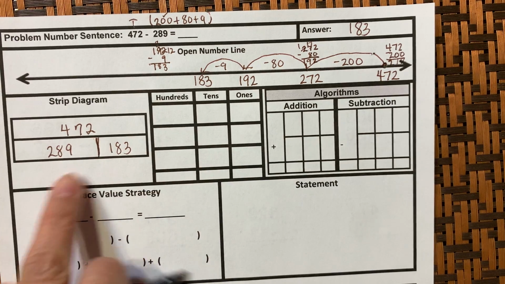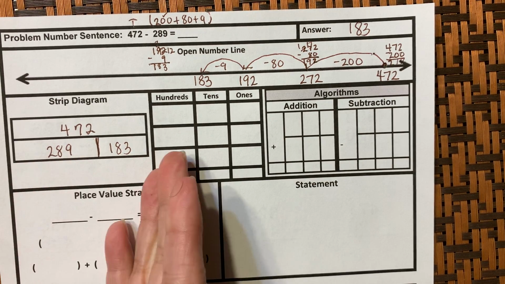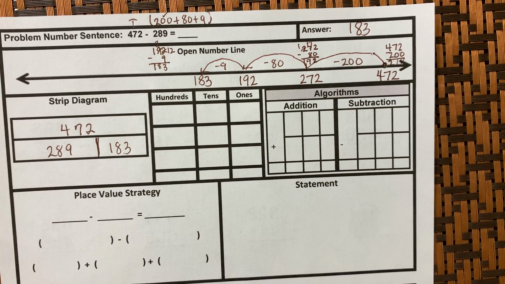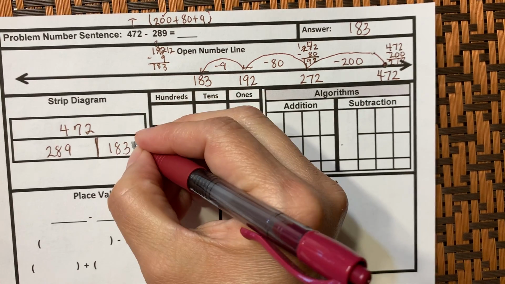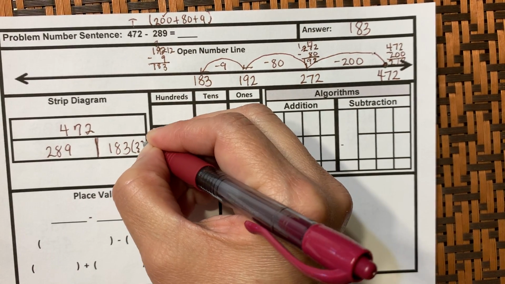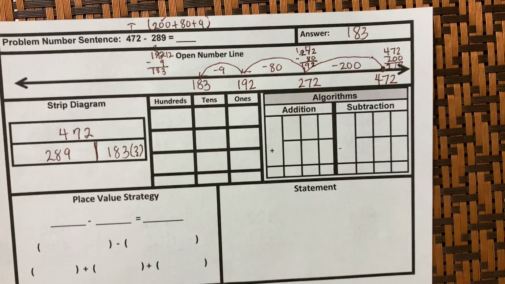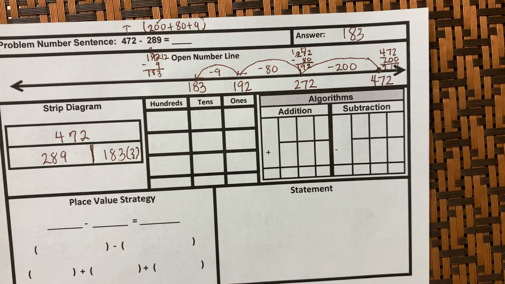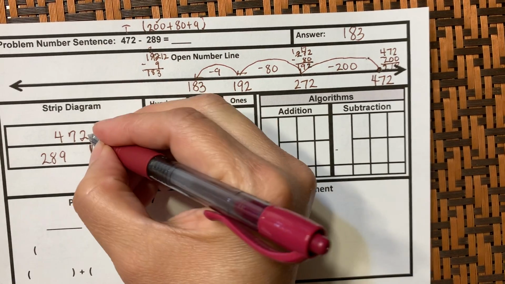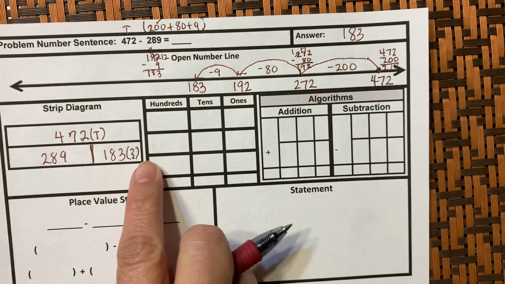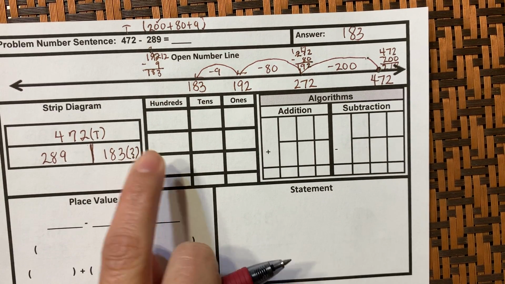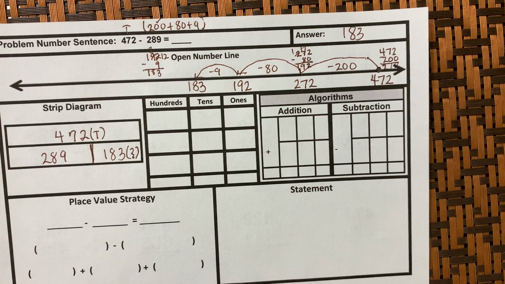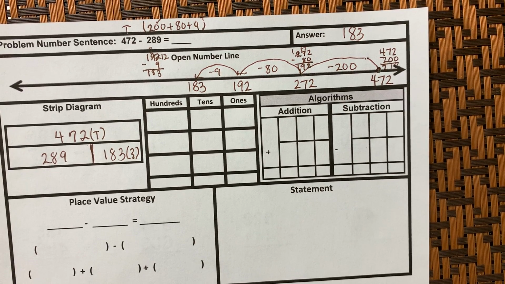And notice that 289 was a little bit bigger than 183. But in subtraction, you were missing this part. When you were doing the addition, you had your two parts and you were missing the whole. This time it's a little bit different. Now I have the total on the top and I was missing this part. So that's the difference between subtraction and addition.